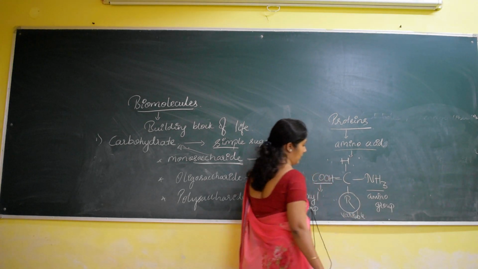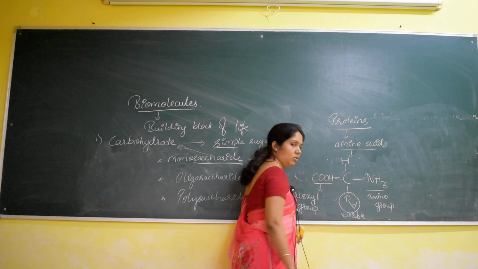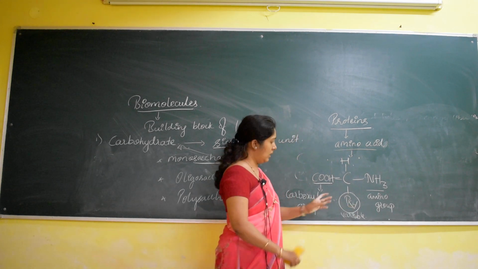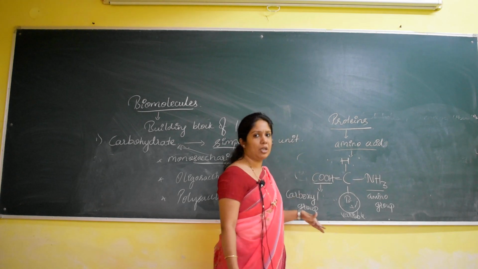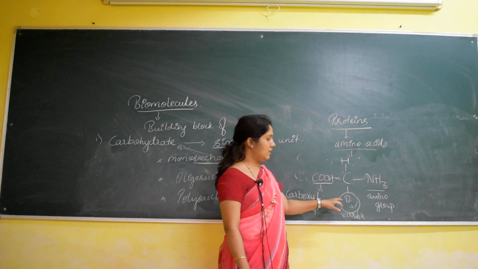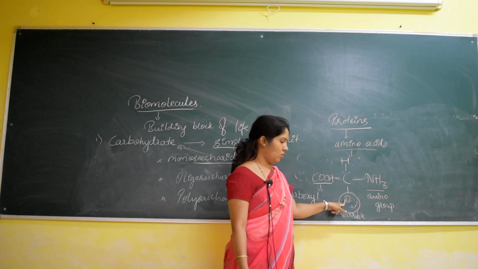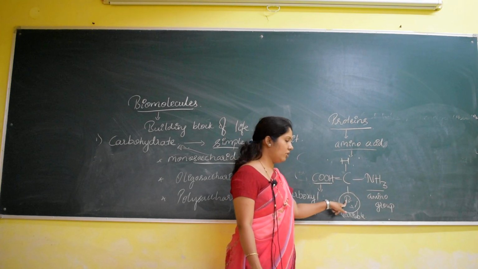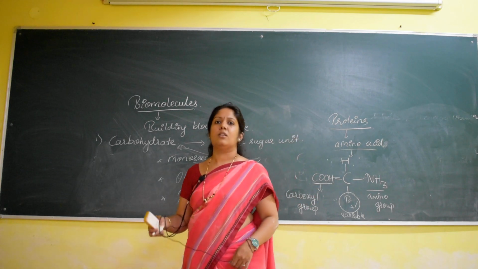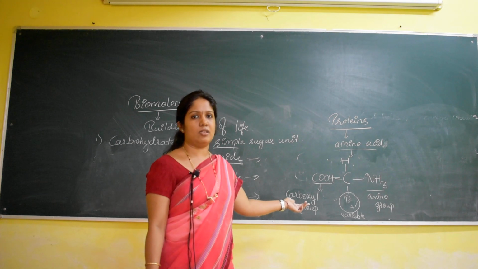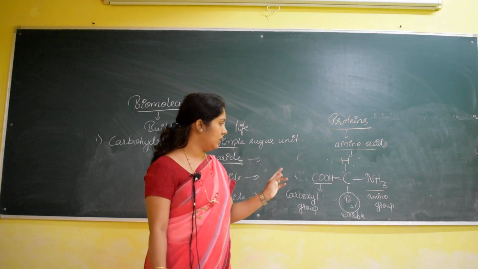What is this variable? It varies. Some group can attach here: another H, or CH, anything can replace the R. By replacing this R group we get the different 20 amino acids. Is it clear? If a hydrogen atom joins here, it is one amino acid. If a benzene ring attaches there, it is another amino acid. So the R group is variable; it changes for different amino acids.